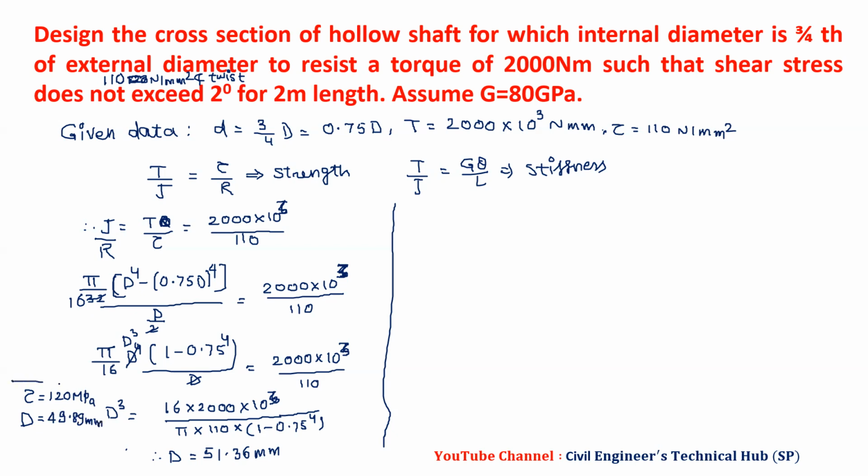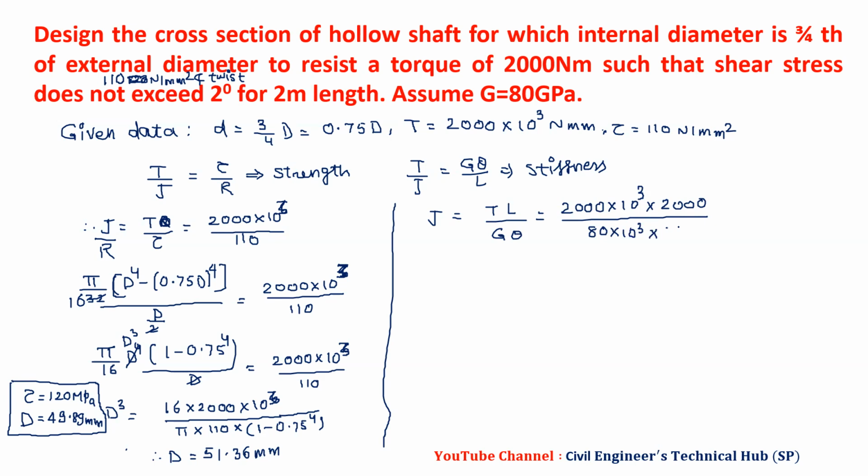So just check it, 120 or 110, and accordingly you can have these values. Then we have the second criteria, T by J, and from this J we will get equal to TL upon G theta. And now T we have 2000 into 10 raised to 3. L we have 2000. G is 80 into 10 raised to 3.